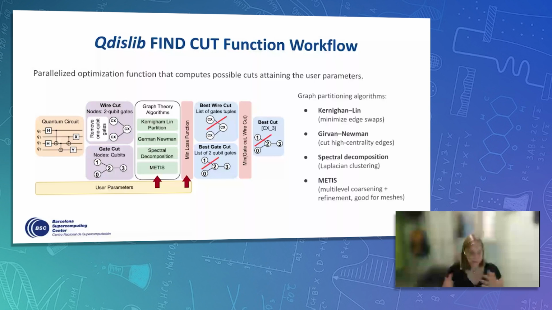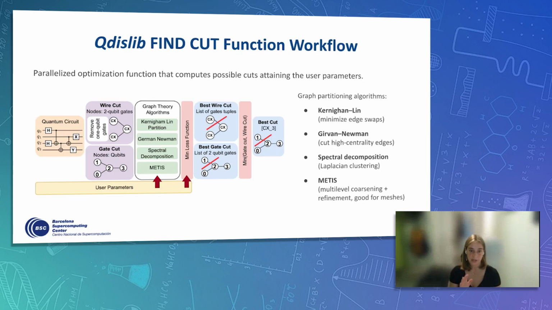Pretty similar to the gate cut and wire cut workflow, we have a quantum circuit and we convert it to a graph. We have 2 different types of graph, depending on wire cut and gate cut. We apply 4 different graph theory algorithms. Each one of these algorithms gives us something a little bit different. For example, the Kernighan-Lin partition tries to minimize the edge swaps, the Girvan-Newman cuts the high centrality edges, the spectral decomposition uses Laplacian clustering, and METIS is a multi-level coarsening plus refinement, but it's very, very good for meshes, which is a type of circuit that is very common, like we saw in the random circuits.